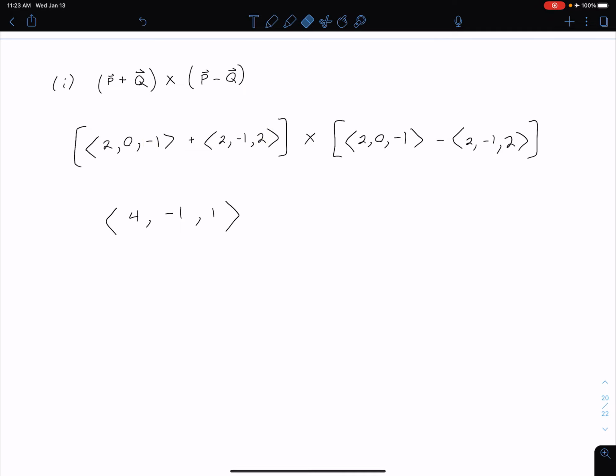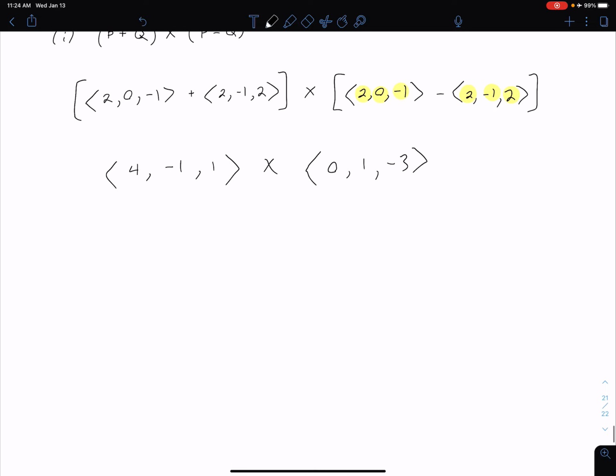Now we want to do the same thing for our subtraction. So we're going to find the second vector that we're using in our cross product. So again, component by component, 2 minus 2 is going to give us 0. 0 minus a -1 is going to give us 1. And then finally, -1 minus 2 is going to give us a -3. Okay, so now we're ready to do our cross product.